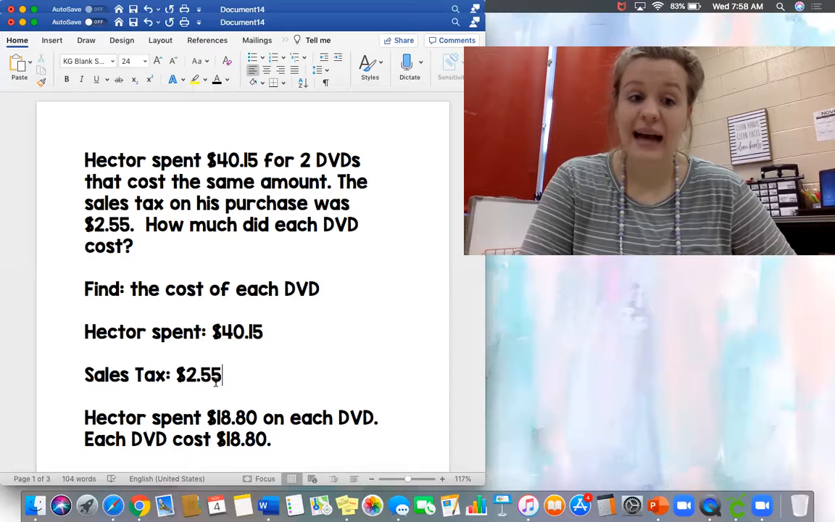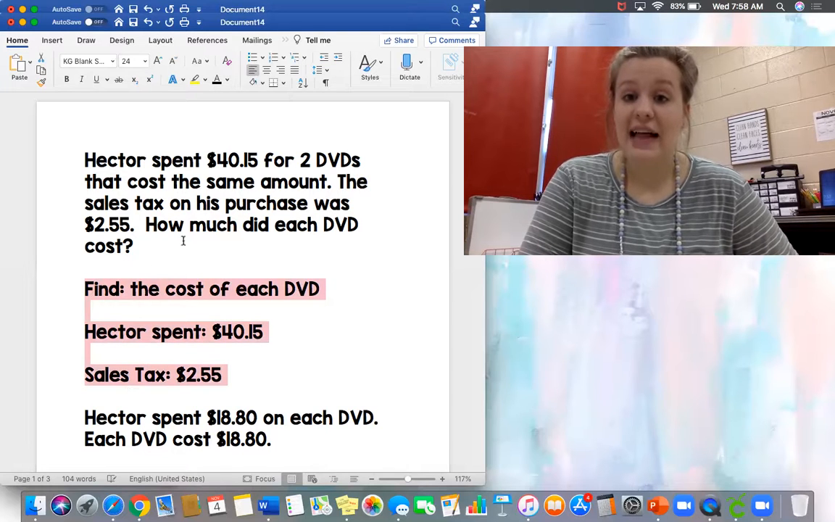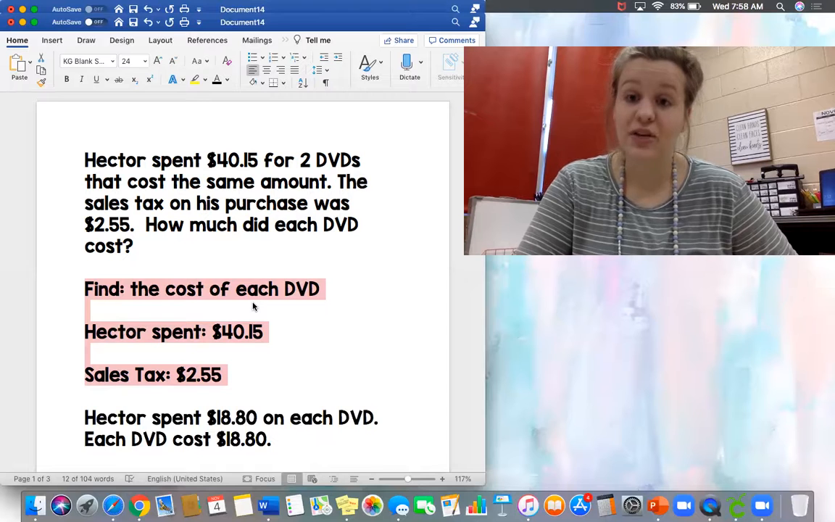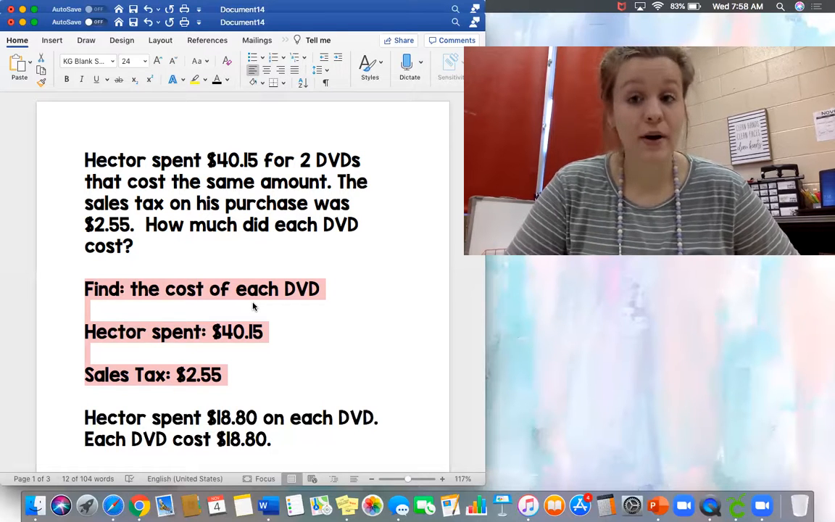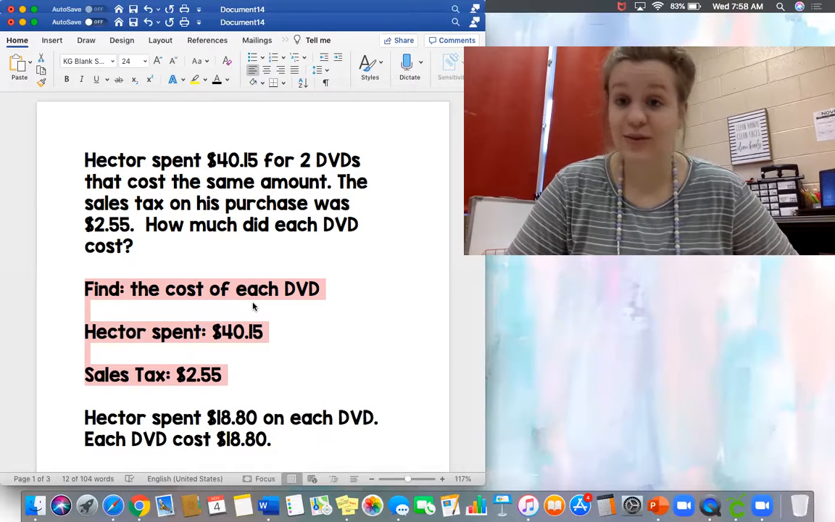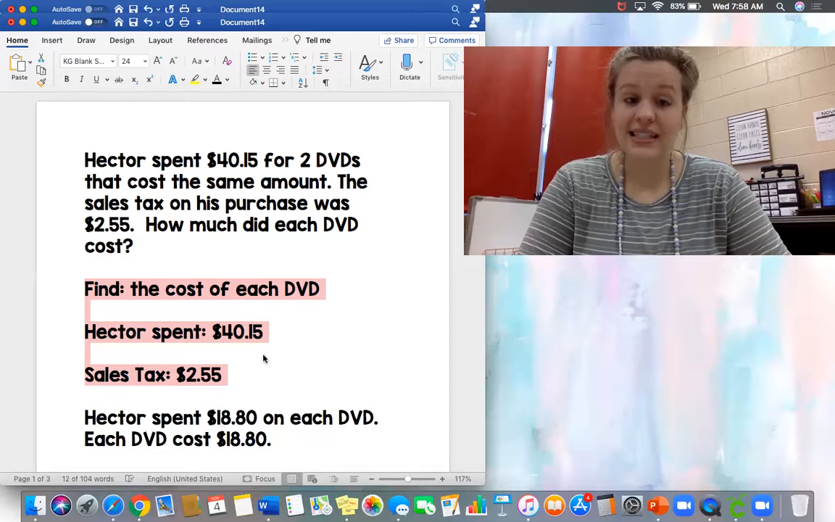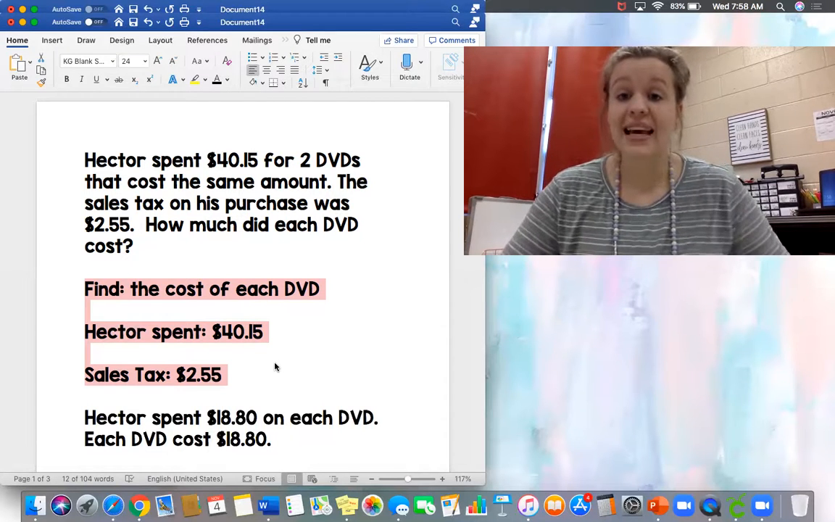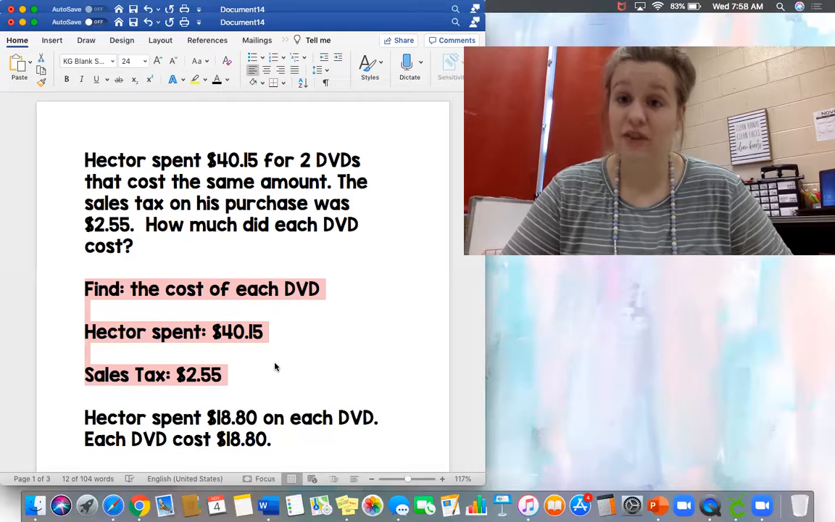But do you see how writing out that information that the word problem gives you can help you know what the word problem tells you and what information you need? Some word problems will give you extra information that you don't need. And when you write it out like this and say, what do I need to find and what information do I have? It can help you break down that word problem and solve it on your own.